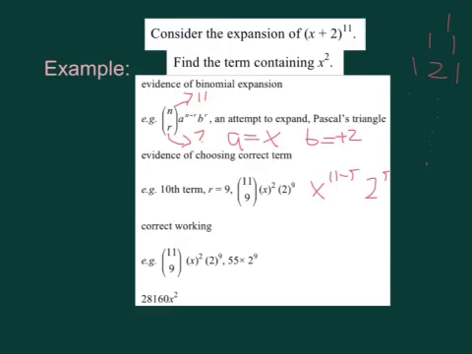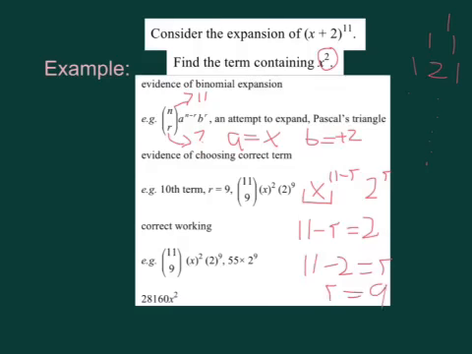And as they are telling us that we need to find the term of x squared only, we're going to say that 11 minus r equals 2, because we're going to take the one whose power of x is 2. Why 2? Because this one here is giving us the number 2. So then we just simplify. 11 minus 2 equals r, so r equals 9.